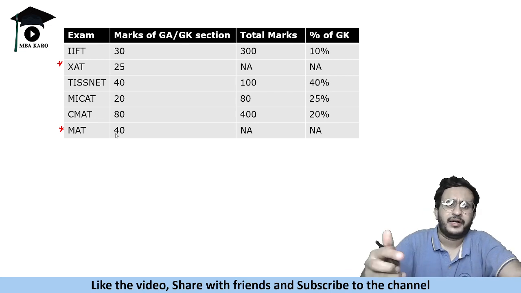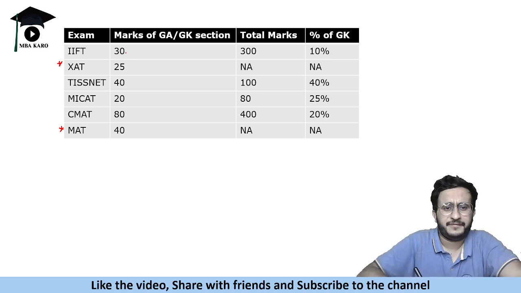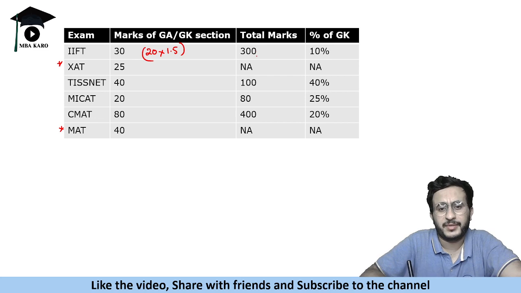Now, if we talk about the other examinations like IIFT, last year IIFT had 20 questions on GK of 1.5 marks each. There are a total of 110 questions in the examination, and the total marks are 300. The GK section is of 30 marks, so 10% of the paper.